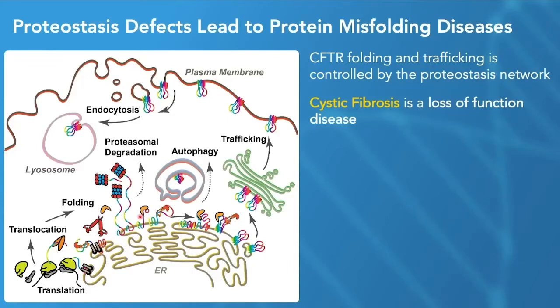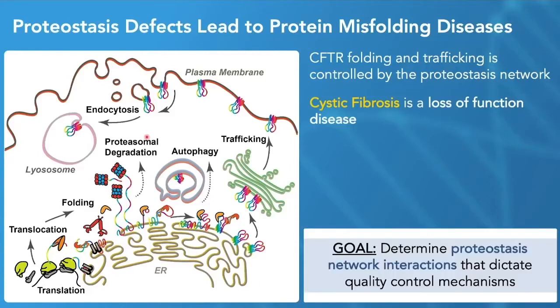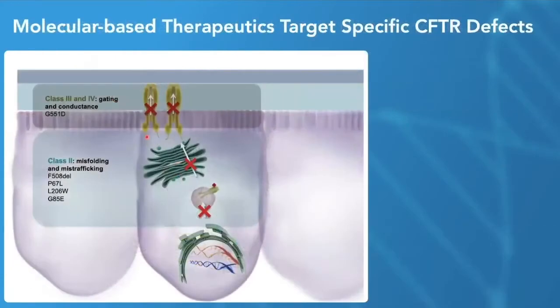Proteostasis factors also play a role in clearance of CFTR from the plasma membrane through endocytosis and then targeting to the lysosome. In my research group, we study the coordination of the proteostasis network interactions using mass spectrometry, and our goal here is to apply these tools to elucidate the quality control mechanisms for CFTR.